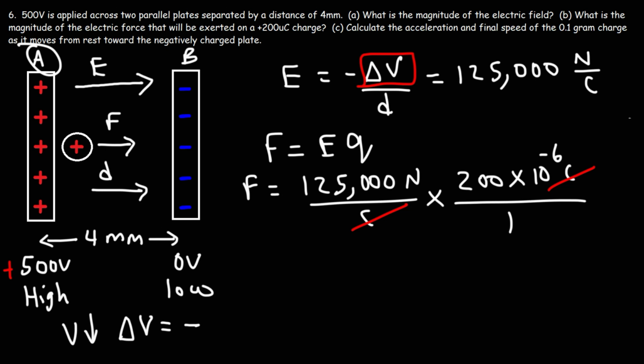So multiplying those two numbers gives us a force of 25 newtons. So that's the answer for part B. Now let's move on to part C. Calculate the acceleration and final speed of the 0.1 gram charge as it moves from rest toward the negatively charged plate.